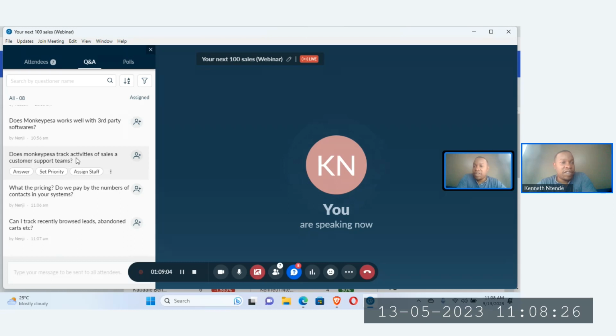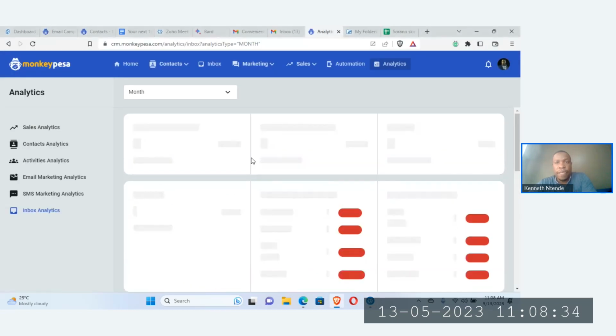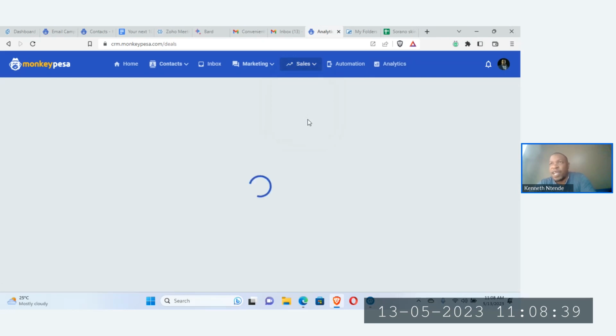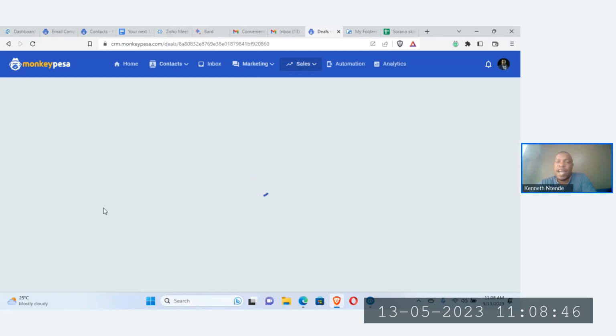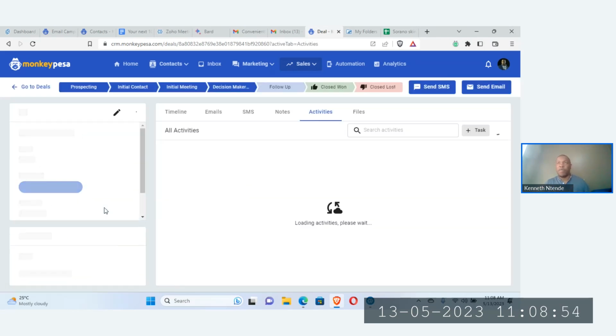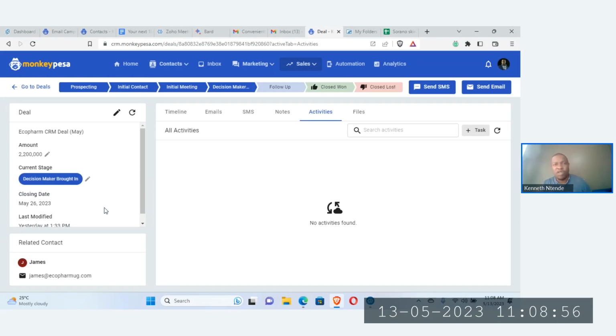Does MonkeyPesa track activities of sales? Yes, let me show you what that looks like. Now, sales are deals, according to CRM language. When you have several deals, there is what they call a sales pipeline. Under this sales pipeline, you track stages of where we are in regards to this sale. Remember, you could be in the world of B2B. When you're in B2B, you might have had the initial meeting. So the next phase is you're bringing in the decision maker. The next phase is follow up.